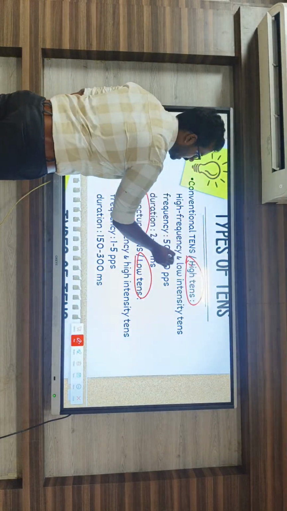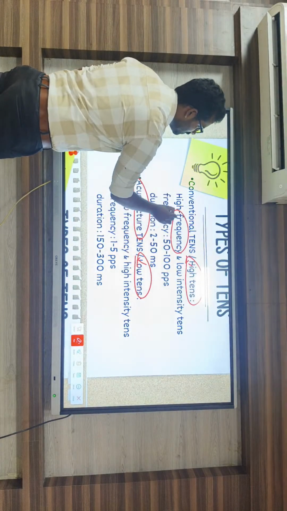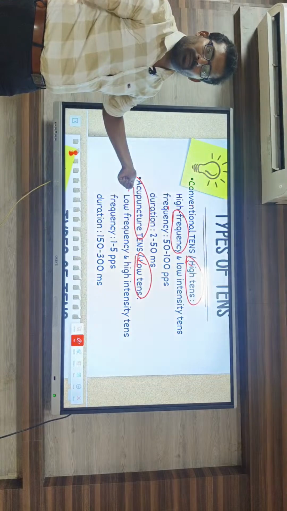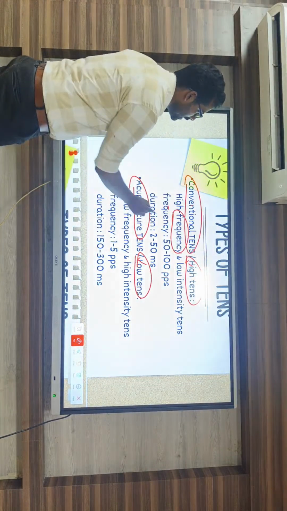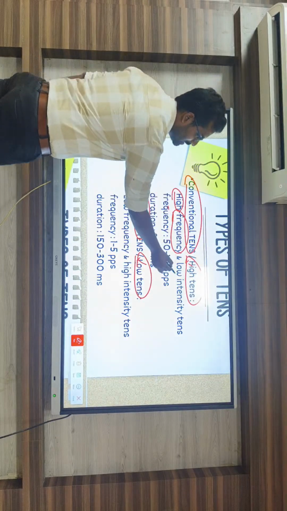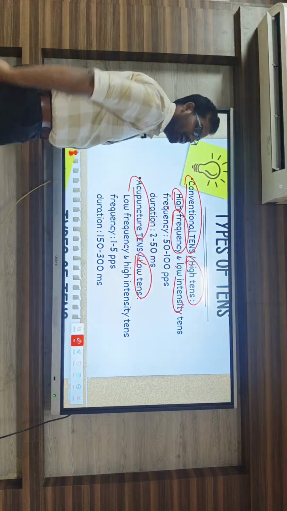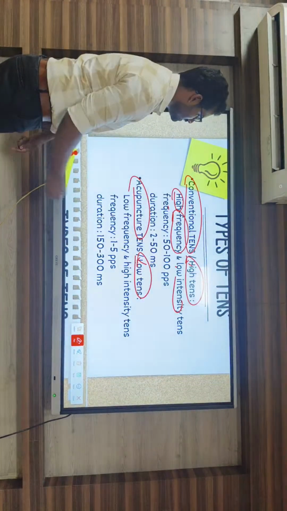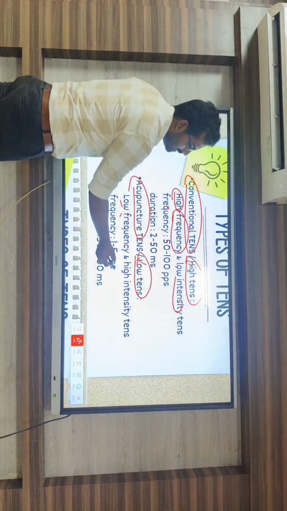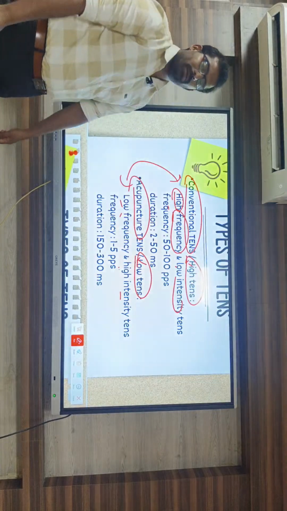So what about the high and low? The high and low resemble the frequency level of the conventional and acupuncture types of TENS. So under the conventional TENS, the frequency level is high and the intensity level is low. That is why the conventional TENS is otherwise known as high TENS. In the acupuncture type of TENS, the frequency levels are low and the intensity levels are high. Just vice versa to the conventional type.